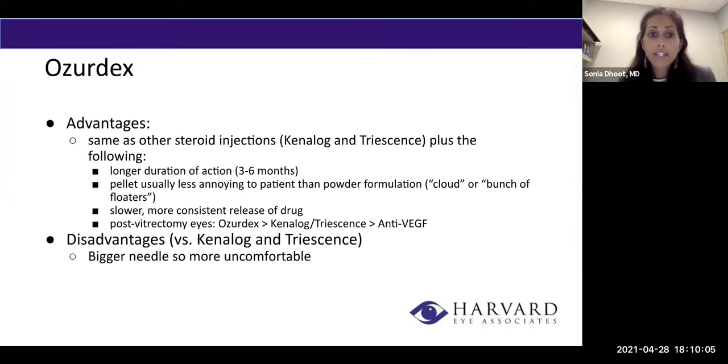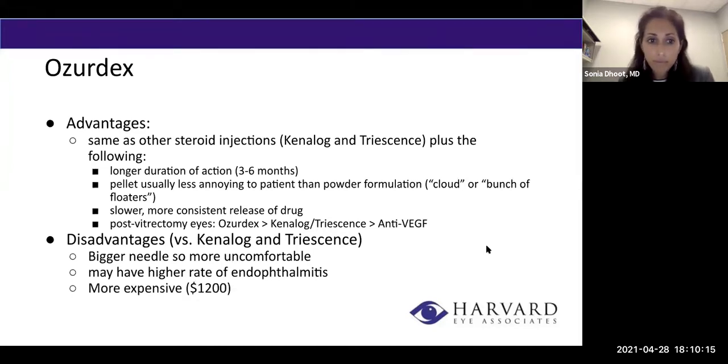And the disadvantages, it's a bigger needle, so it can be a little bit more uncomfortable, although we do numb you up a little bit more. And so there's always a thought that there's maybe a slightly higher risk of infection. And it's more expensive. It's about $1,200 per injection.